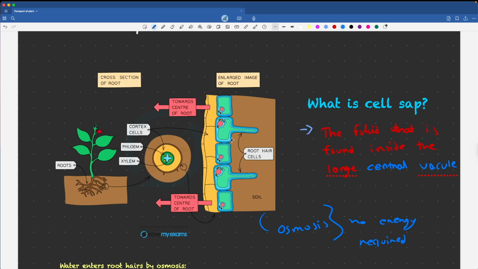If you look at the cell sap, this is a root, right? This is the structure of a root. Let's focus on this part. This is the vacuole. I don't know, the texture of this color doesn't seem right.